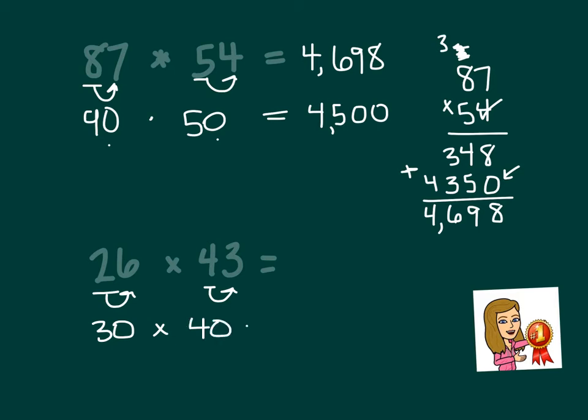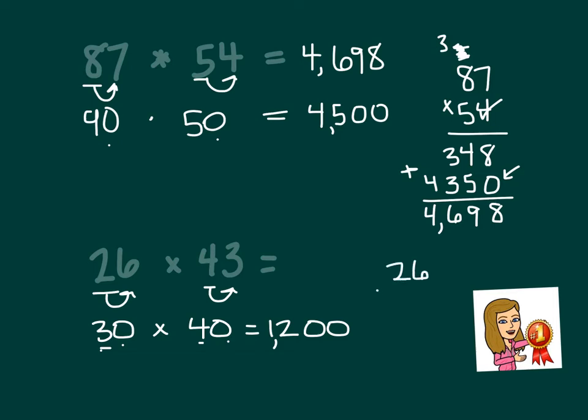So now our estimated answer, 30 times 40, front numbers, 3 times 4 is 12. Boom, boom, magic zeros. There's 1, 2 in the problem, so I need 1, 2 in my answer. So my exact answer should be close to 1,200. Let's try it out here.